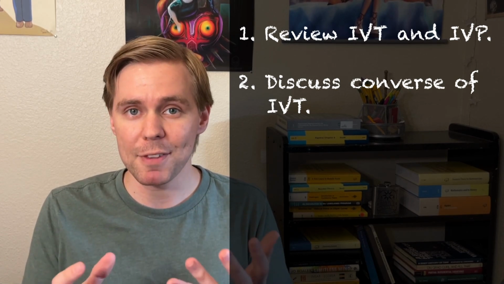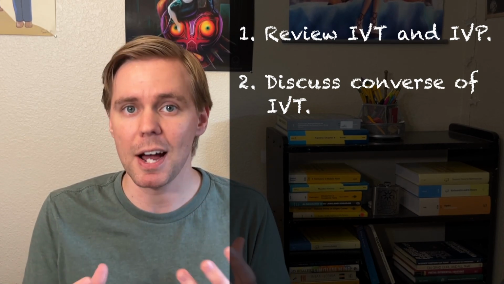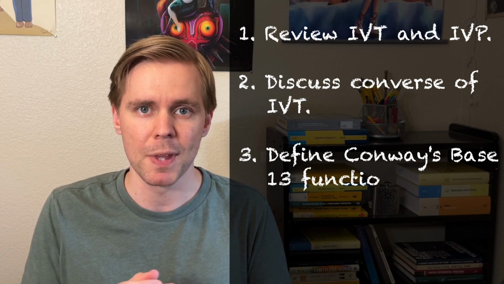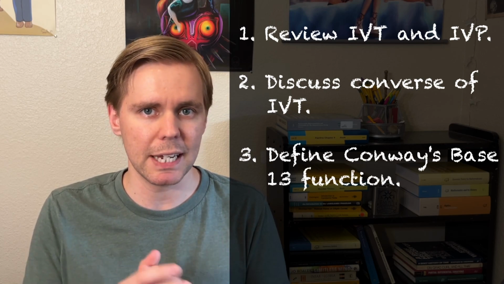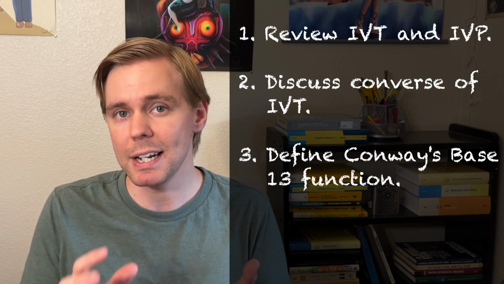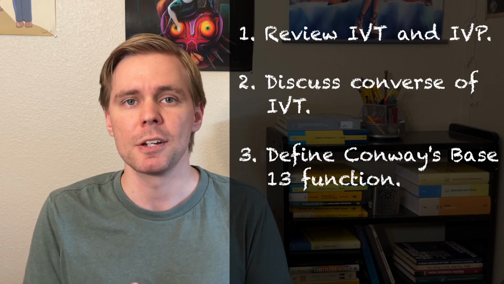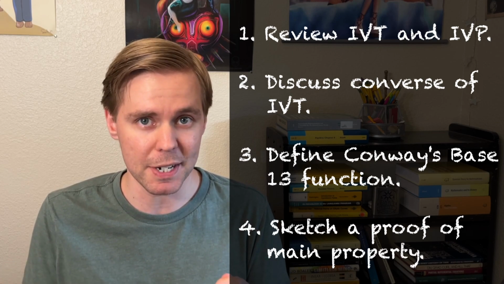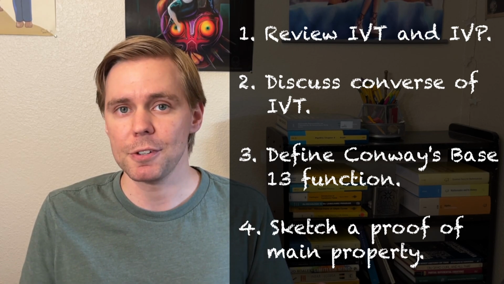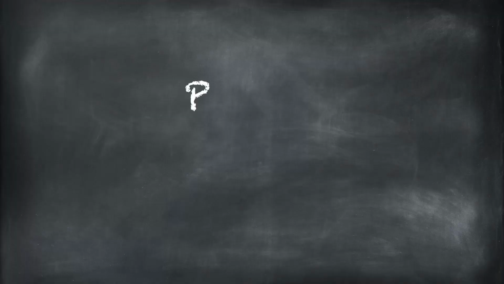Once we have that motivation there, we'll go ahead and actually define Conway's base 13 function. And then by looking at a specific example, we will show exactly why it is that this function is such an interesting counterexample to the converse of the intermediate value theorem. So without further ado, let's go ahead and get into it.